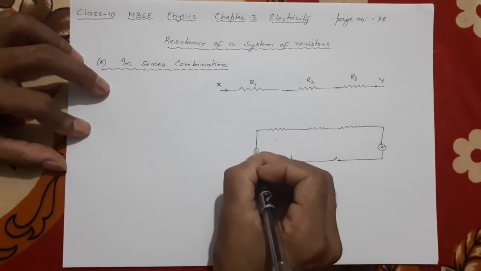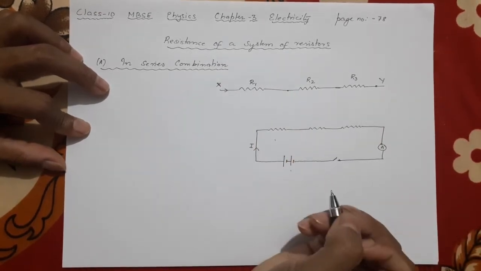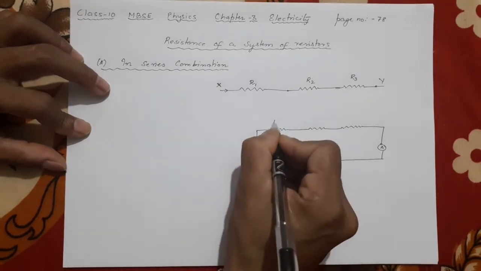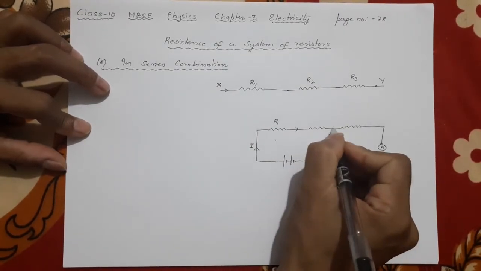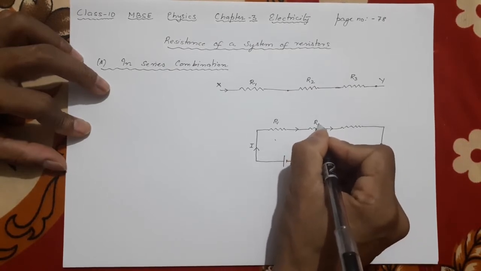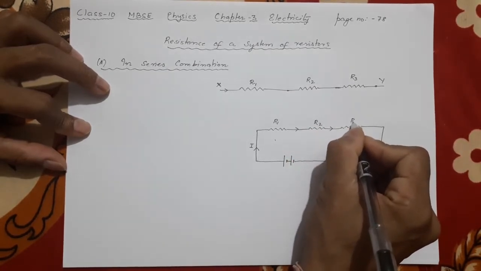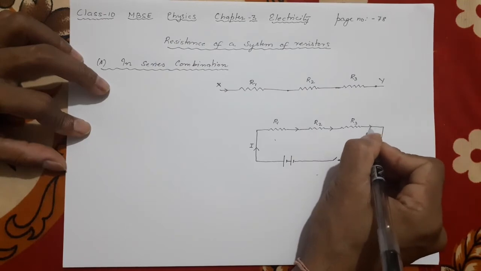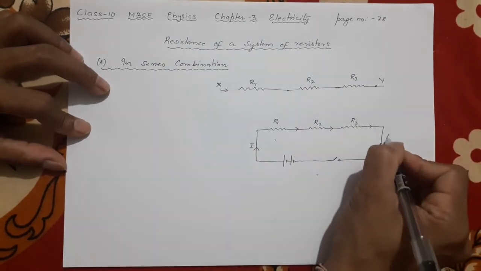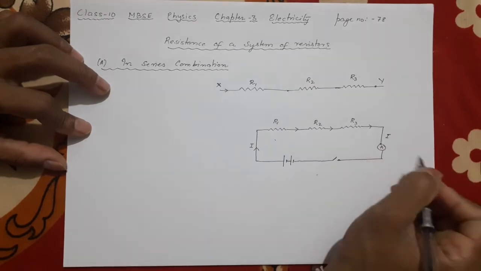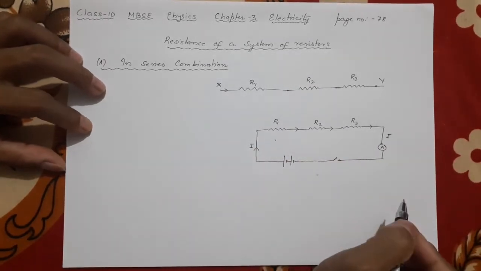The current will of course go like this, so it will be called I. The same current will go through R1, come out of R1 and go through R2, and through, remember the word through, R3. Through R1, R2 and R3 the same current I will come and I will come out. The current is I.